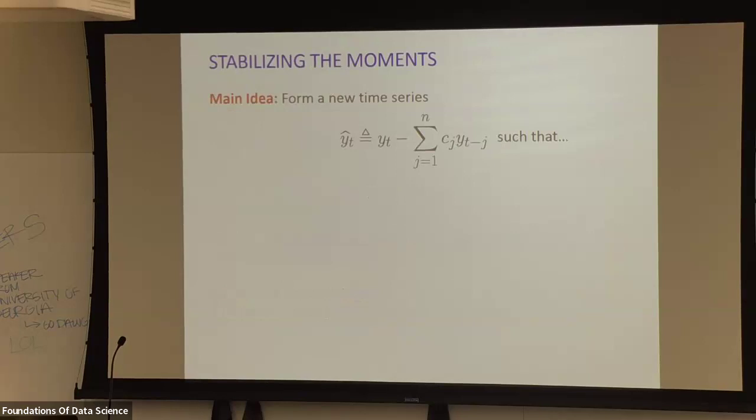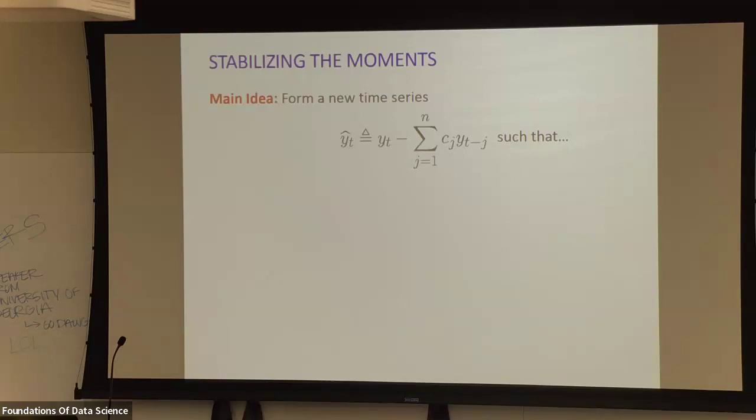But let's try harder. So let's try to figure out how to correct our estimate. So now we're going to use ideas from control theory. Because really the problem was that my system was unstable. So what I'm going to do is I'm going to stabilize my moment estimator. So is there a way to create a new time series?